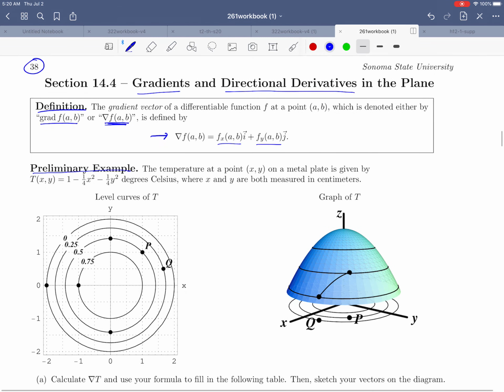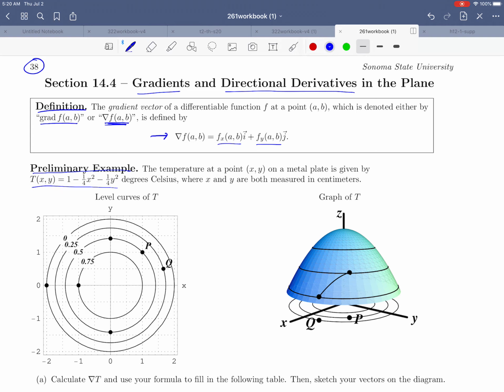Let's read the statement of the preliminary example together. The temperature at a point x, y on a metal plate is given by T of x, y equals 1 minus a fourth x squared minus a fourth y squared. We'll assume that x and y are both measured in centimeters.